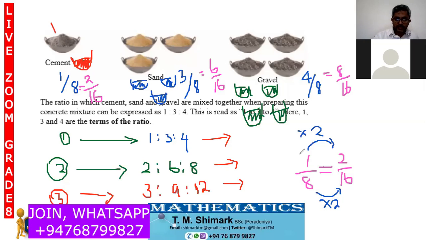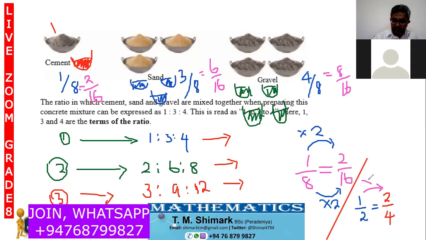Now I'll take another example. 1 by 2. What is the equivalent fraction for 1 by 2? 2 by 4 is equivalent. These are the two equivalent fractions. I can make many equivalent fractions.